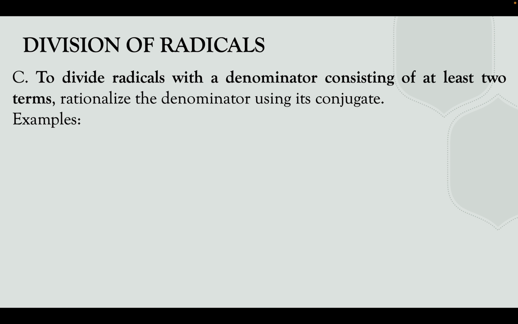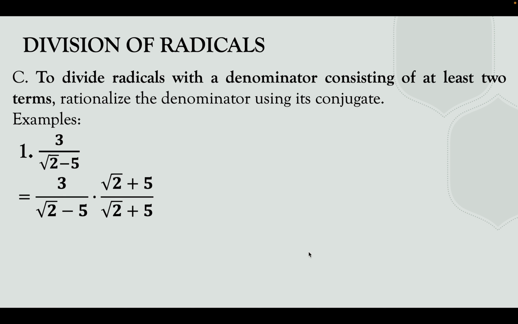Next, to divide radicals with a denominator consisting of at least 2 terms, we will rationalize the denominator using its conjugate. For example, we have 3 over the square root of 2 minus 5. So we will rationalize this one by multiplying by the conjugate of the denominator.